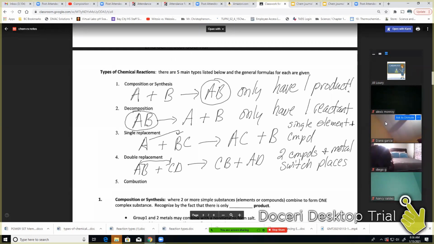And the last one that we have is called a combustion reaction. And that's when we have a hydrocarbon.